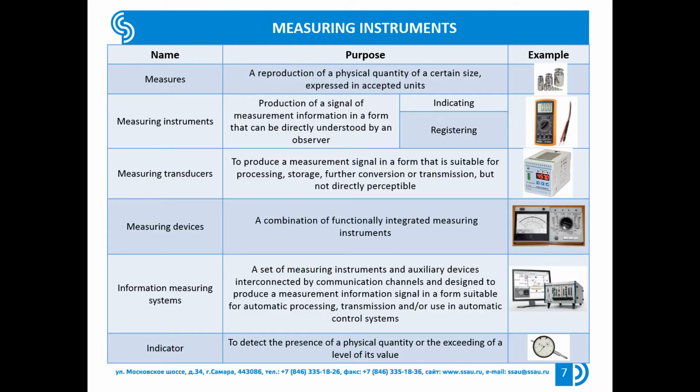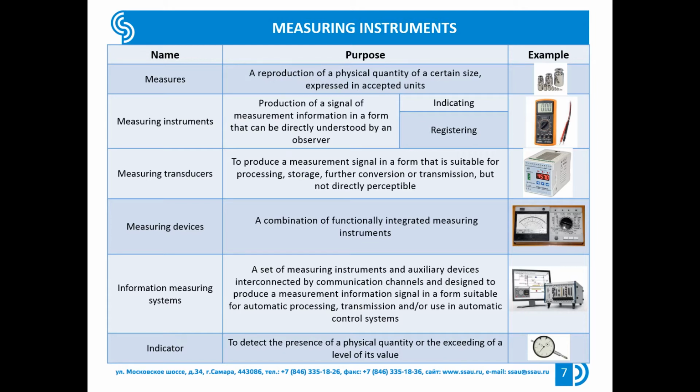The main types of measuring instruments are measures, measuring instruments, measuring transducers, and information measuring systems. A measure is a measuring instrument designed to reproduce a physical quantity of a certain size, expressed in accepted units. For example, a weight is a measure of mass, a measuring resistor is a measure of electrical resistance, a ruler is a measure of length, etc.